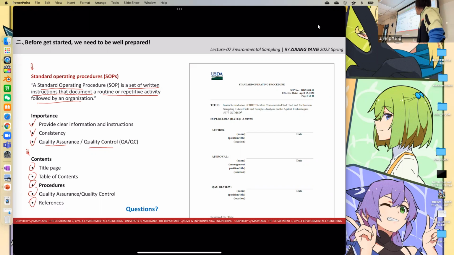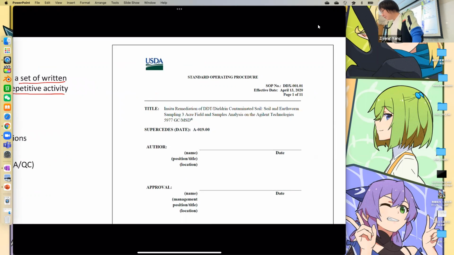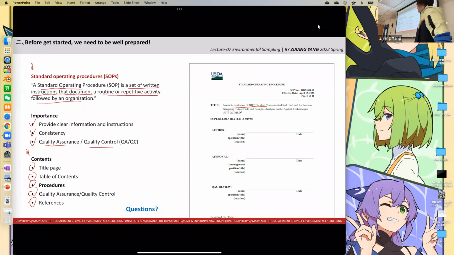So I think for assignment 5 or assignment 4, you will be working in a group to develop a SOP. On the right side is a sample SOP, and you can find more samples on the Canvas page. So this is the SOP of my project, which is the remediation of DDT, which is an organic pesticide. We can see this is a title page, and you can take a look at this one from Canvas and see what it looks like. So for SOP, do you have any questions? No?